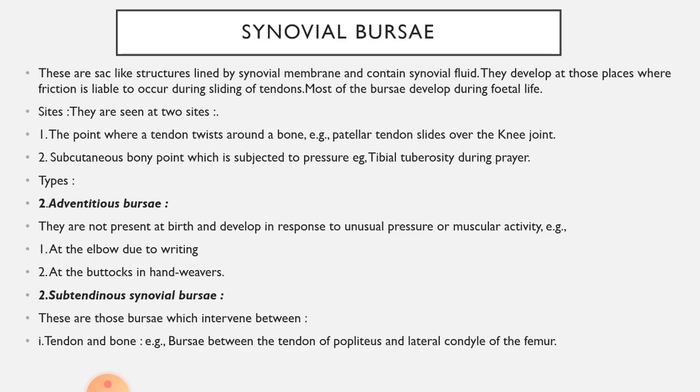Another example is a subcutaneous bony point which is subjected to pressure, for example the tibial tuberosity during prayer, and the tibial tuberosity is the part of the tibia that comes in contact with the floor during prayer. So this bursa develops during fetal development, and it is the subcutaneous bursa. The other types are adventitious bursa.